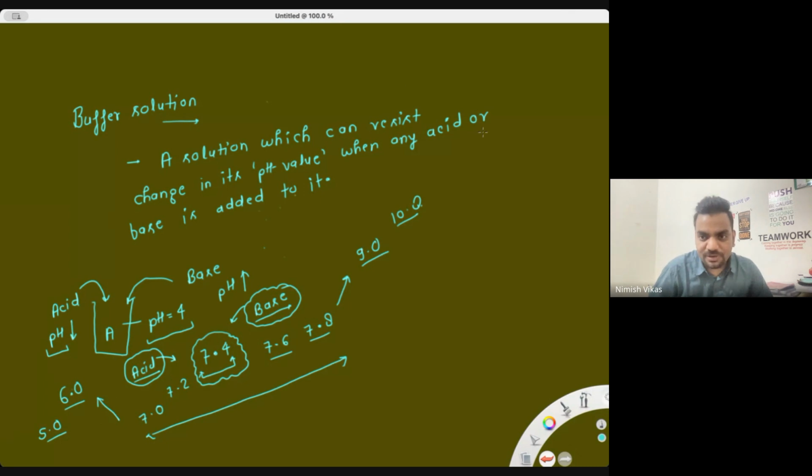Okay, so moving forward, how do we make this kind of solution, which is capable of resisting change in its pH? How to make a buffer solution?